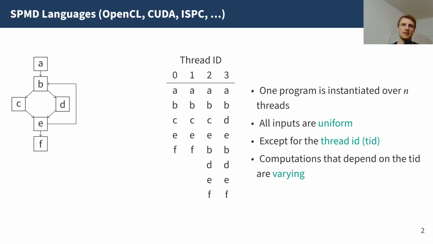Whenever computations depend on the particular thread ID, then particular threads can depart from each other, as seen in these 4 traces in our example. We call a variable varying if it depends on the thread ID. In this case, it can have different values on different threads. A variable that is not varying is uniform.